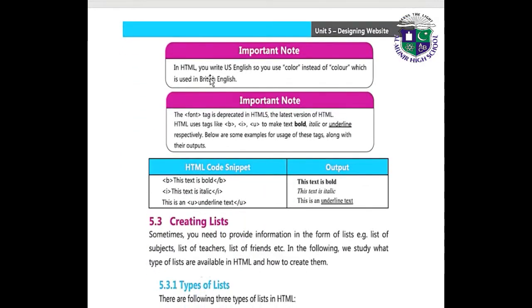Important note: in HTML you write US English, so you use color instead of colour, which is used in British English. The font tag is deprecated in HTML5, the latest version of HTML. HTML uses tags like B, I, U to make text bold, italic and underline.